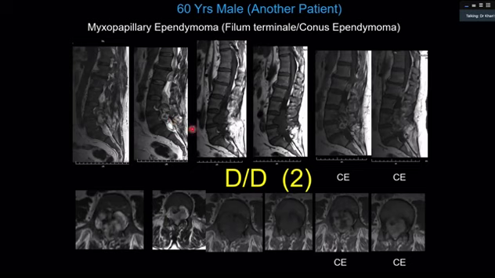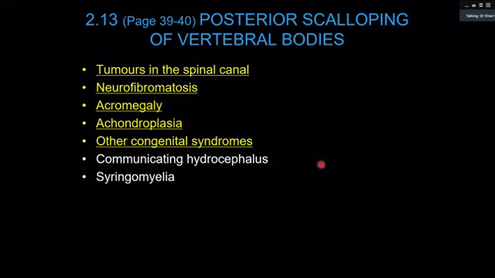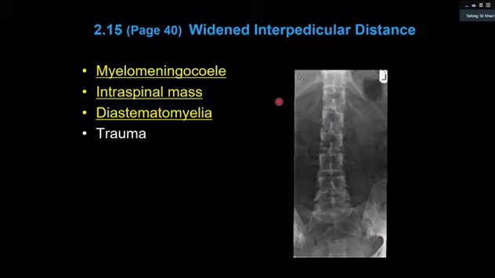But look what is happening, because it's sitting there for ages. It is doing posterior scalloping. Now look at these axials, and this will tell you what happens. It is sitting within the spinal canal, and it is causing this. You can see that this pedicle is thinned out. So the previous case was a similar example. So this is that differential of posterior scalloping: tumor in the spinal canal.